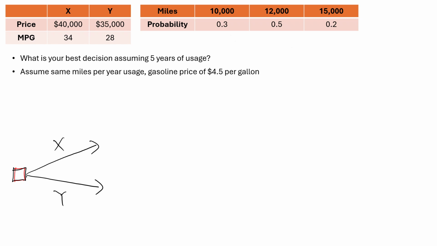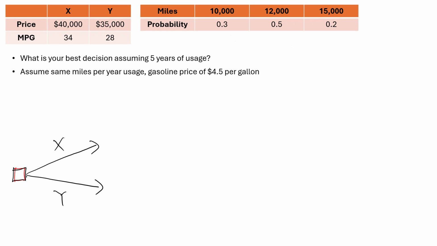The next thing I want to figure out then is, let's assume that you purchase vehicle X. What is the next event? The next event is you're going to drive either 10,000, 12,000, or 15,000 miles per year. That's a chance node, right? It's not 100% that you're going to be driving 12,000 miles per year. There's an associated probability, right?